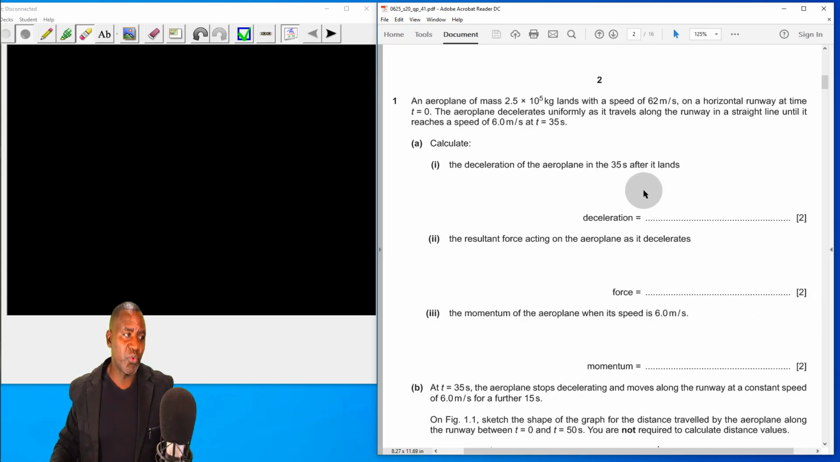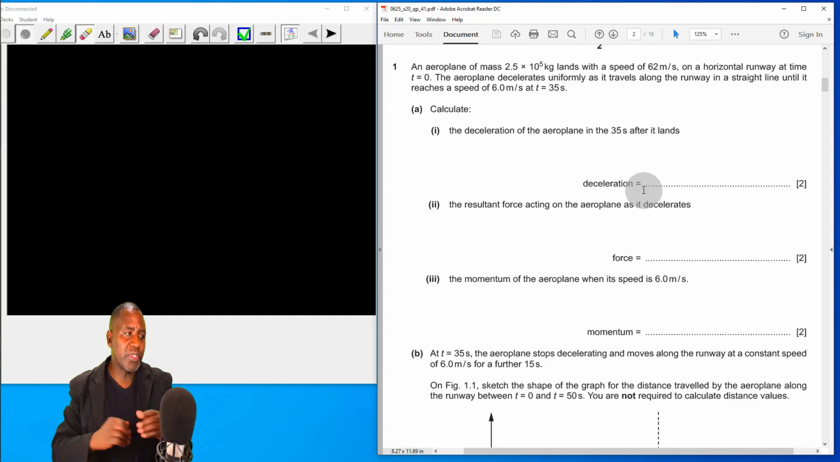Now in this question, we are told that an aeroplane of mass 2.5 by 10 raised to the power 5 kilograms lands with a speed of 62 meters per second on a horizontal runway at time t equals 0. That means when it lands, that is when we start timing. And because it's moving in a straight line, we can say it's got uniform velocity of 62 meters per second. That is its initial velocity, the velocity the object has when time is 0.